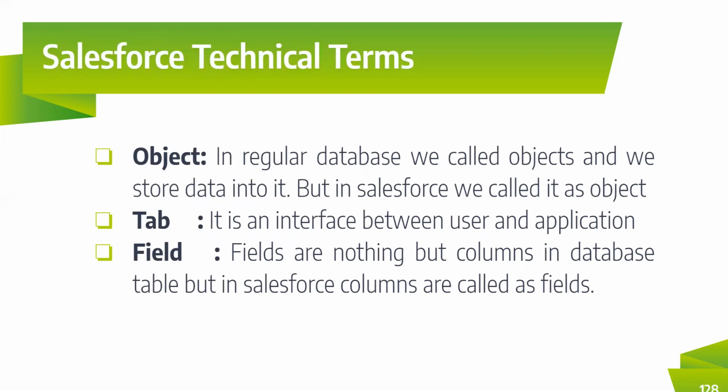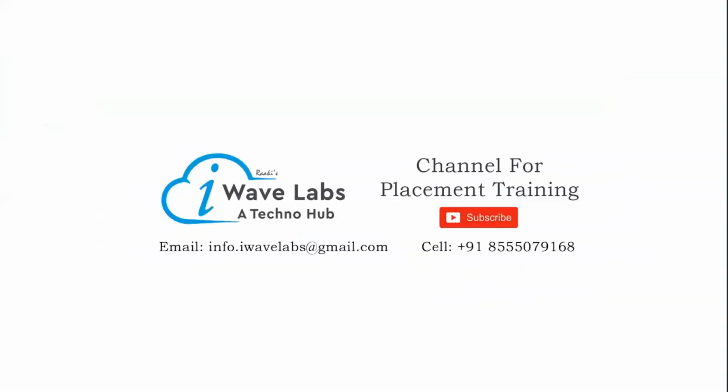And what are the technical terms? Just now I told you. What is an object? It's like a regular database table, and we store the data inside it. But in Salesforce, we call it an object. What is a tab? It is an interface between the user and the application. And what are fields? Fields are nothing but the columns, as I already told you. In a traditional database, they are called columns, but in Salesforce, we call them fields here. Got it?